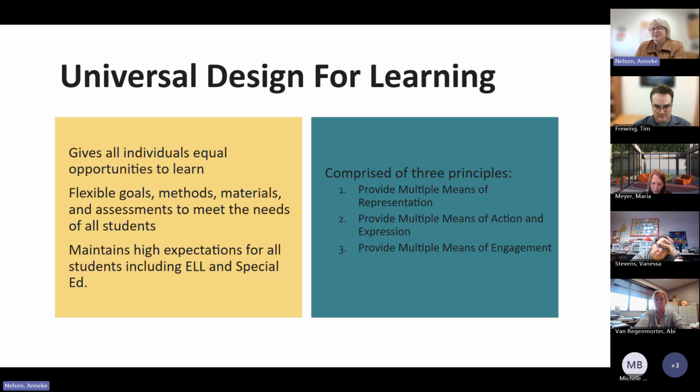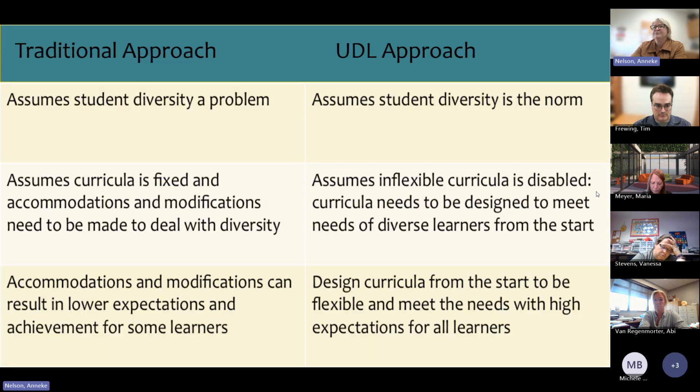And then lastly, there's multiple means of engagement. So we're using a variety of methods to engage students around what we're teaching. A traditional approach assumes that student diversity is a problem, whereas universal design for learning approaches a classroom already knowing that diversity is the norm. So I'm not teaching towards just what's average, but I'm considering all the students, and that's where I'm starting from, not starting from the norm and then making accommodations for the other students.